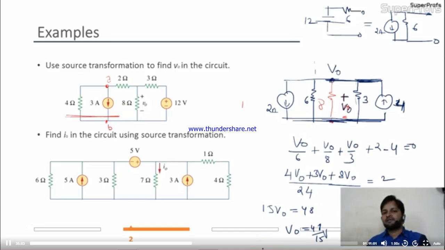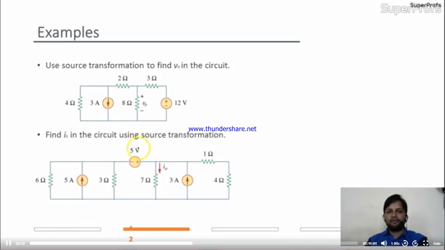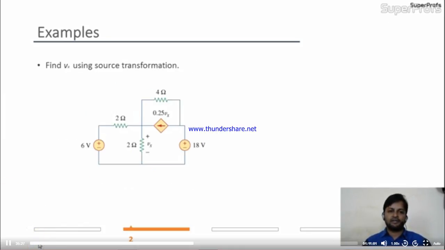Simple source analysis, source transformation. I hope it's clear to you. This one I'm leaving for you. Is it clear to you people how to apply source transformation and what source transformation actually is? We can convert the current source into the equivalent voltage source, meaning both are equal. They are not going to change the value in the circuit. Okay, come to the next one now.